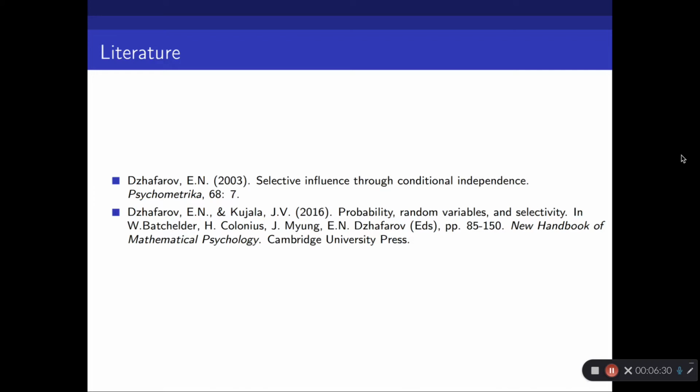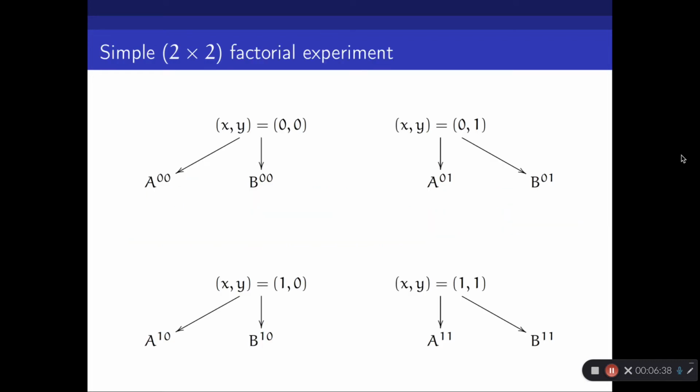The mathematics and applications of the notion are summarized in this chapter in the new Handbook of Mathematical Psychology. Let us return, however, to the 2x2 factorial design and consider it in the situations when the responses A and B are directly observable. For instance, X may be intensity level of light, Y the shape of the aperture, A may be a judgment of brightness, say dim versus less dim, B a judgment of shape, say circular versus slightly oval.